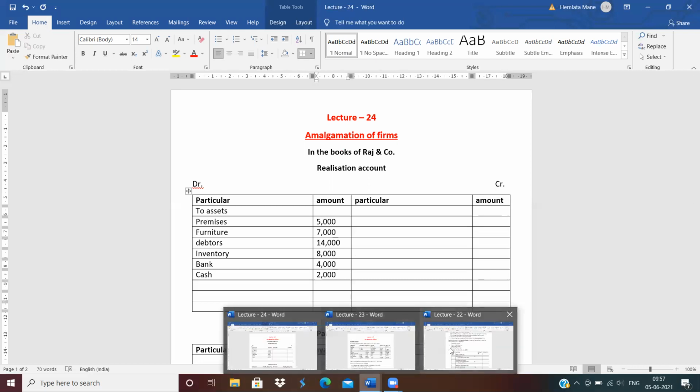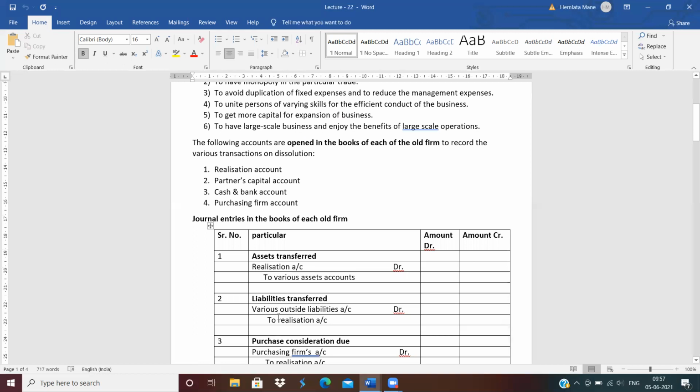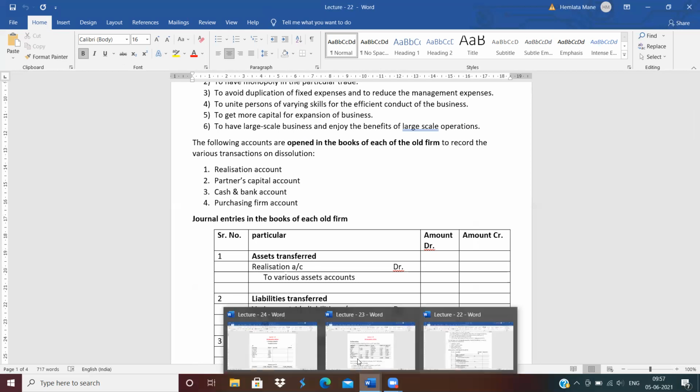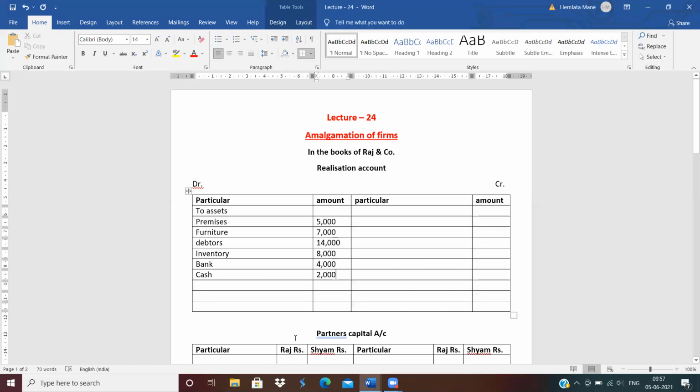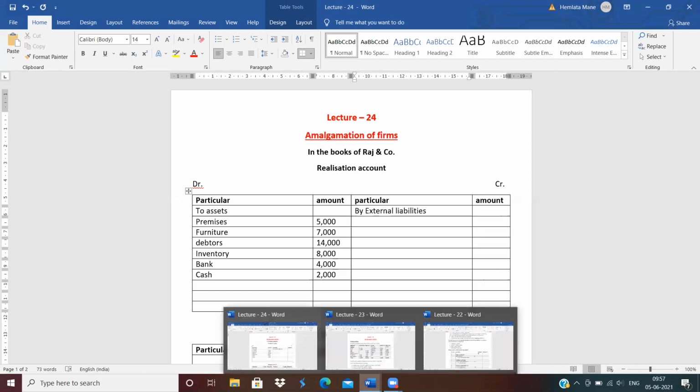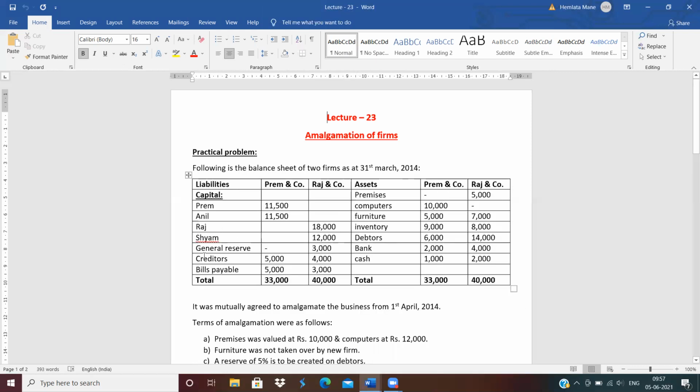Then the second entry is liabilities transfer. What is the entry? Liabilities account debit to realization account. But which liabilities? Only external liabilities, means realization account credit side. Realization account credit side, by external liabilities. See which external liabilities are given.